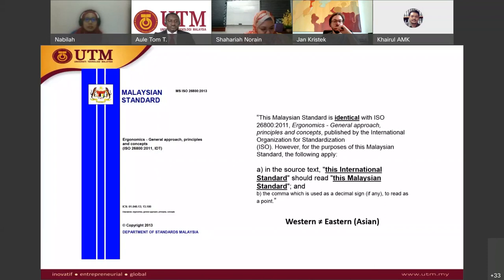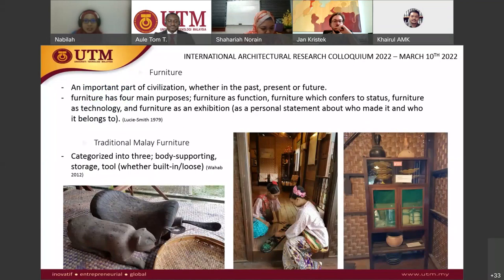So if we look into furniture, we know it's an important part of civilization, whether in the past, present, or future. And furniture has four main purposes: furniture as function, furniture which confers status, furniture as technology, and furniture as an exhibition, a personal statement about who made it and who it belongs to. So basically, traditional Malay furniture is categorized into three: body supporting, storage, and tool.